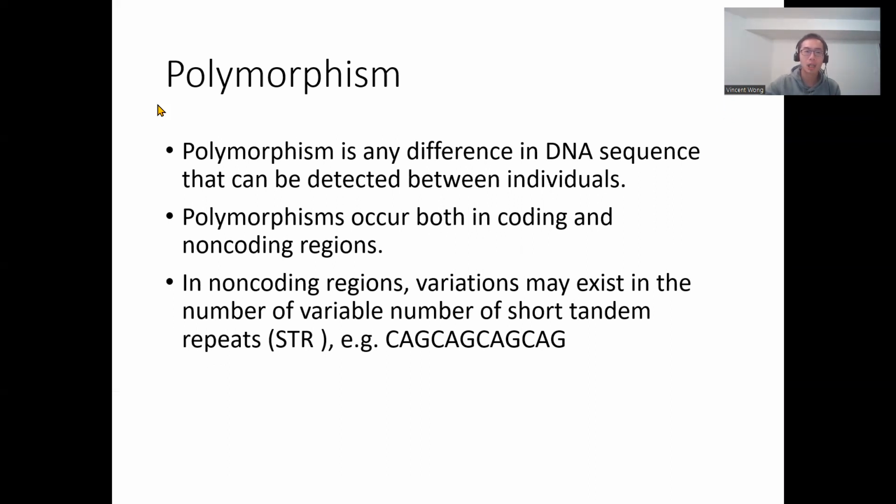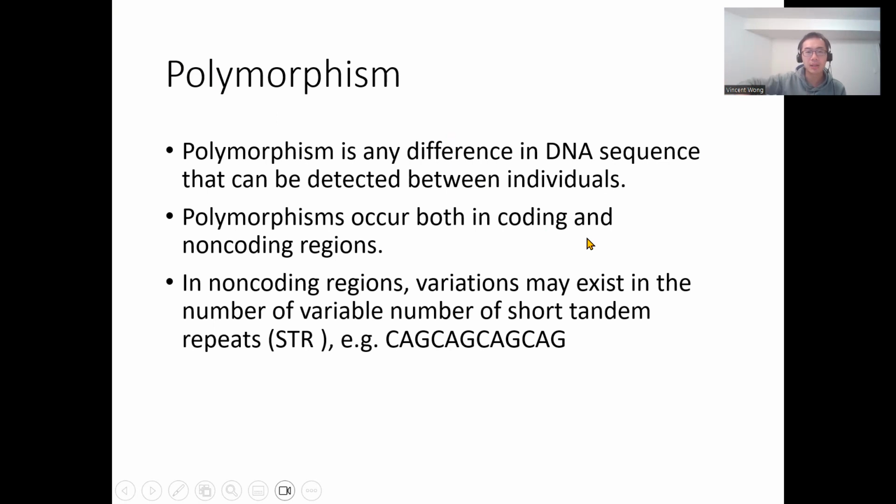It's called polymorphism. Polymorphism is any difference in DNA sequence that can be detected between individuals. Okay, so we talked about previously how even though humans are 99% identical, like any two individuals are 99.9% identical on the genetic level, there are some differences, right, among us. And those differences, if we have a method of detecting them, that difference is called polymorphism.